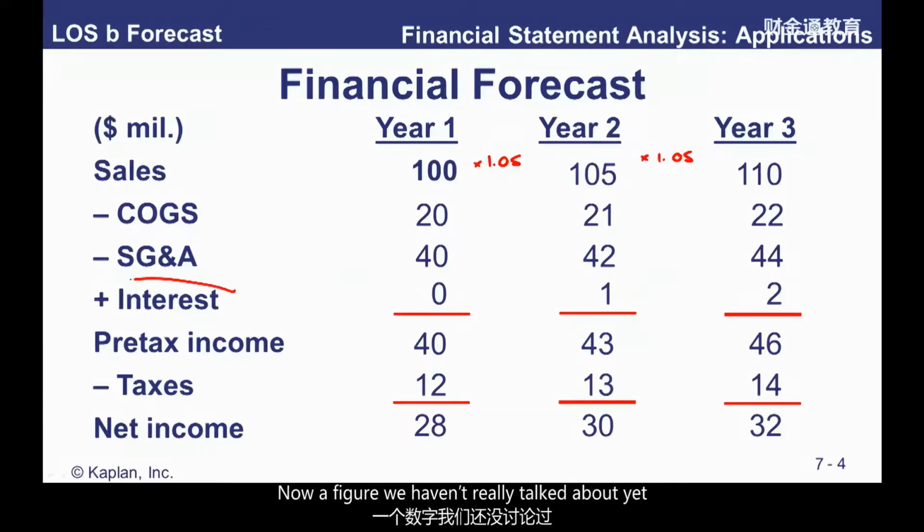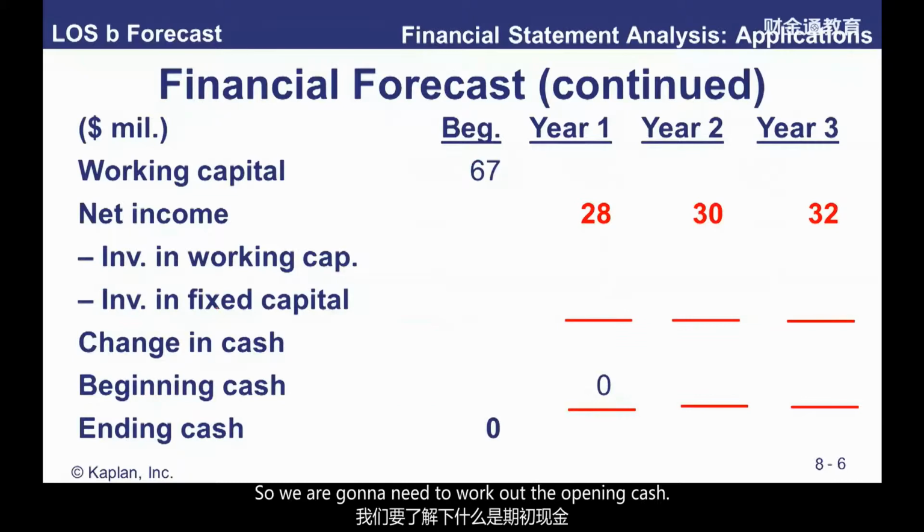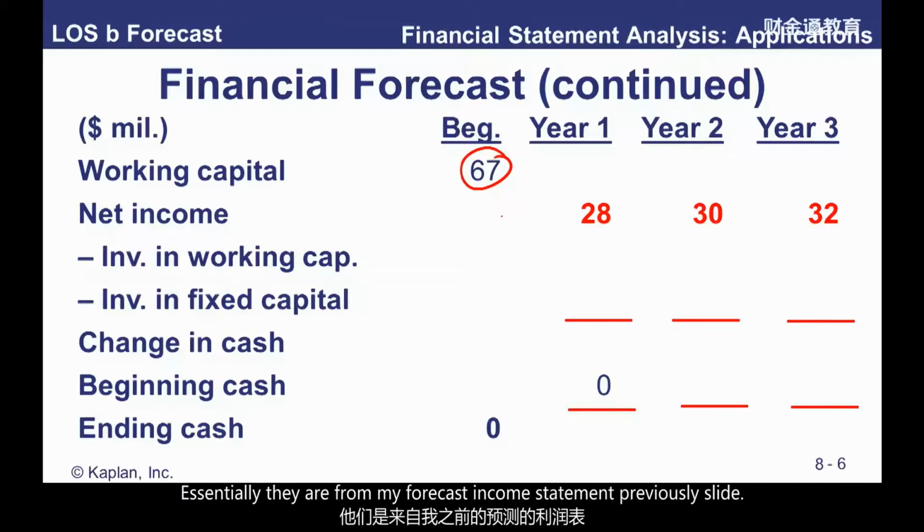Now, the figure that we haven't really talked about yet is where these numbers came from. So we're going to need to work out the opening cash. Now, notice at the beginning of year one, we've assumed 0 cash. So 5% of 0 is 0 interest. So that's why we've got nothing in at year one. But of course, we've got working capital of 67. I've just brought in the net income for year one, year two, and year three, essentially there from my forecast income statement on the previous slide.